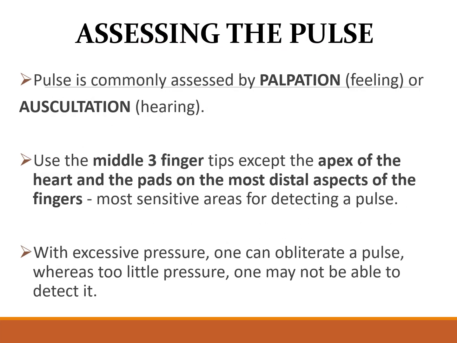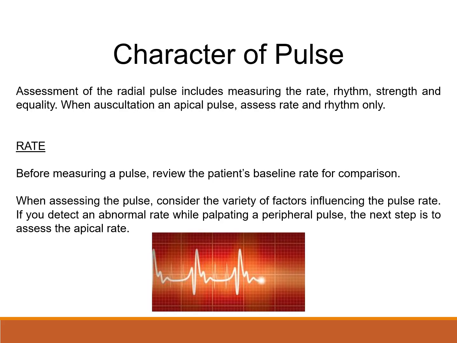So pulse is commonly assessed by palpation or auscultation. We use the middle three fingertips, except on the apex of the heart when we check the apical pulse, because we use the stethoscope. We use the pads on the most distal aspect of the fingers because they are the most sensitive areas for detecting a pulse. With excessive pressure, one can obliterate a pulse, whereas with too little pressure, one may not be able to detect it. Let us now look into the character of a pulse.